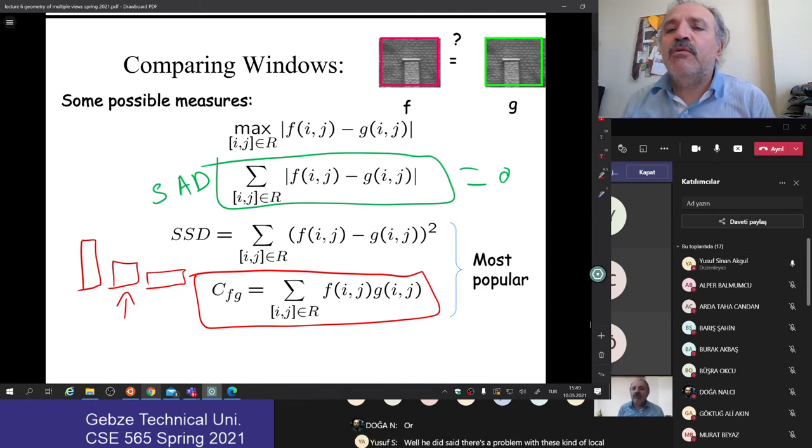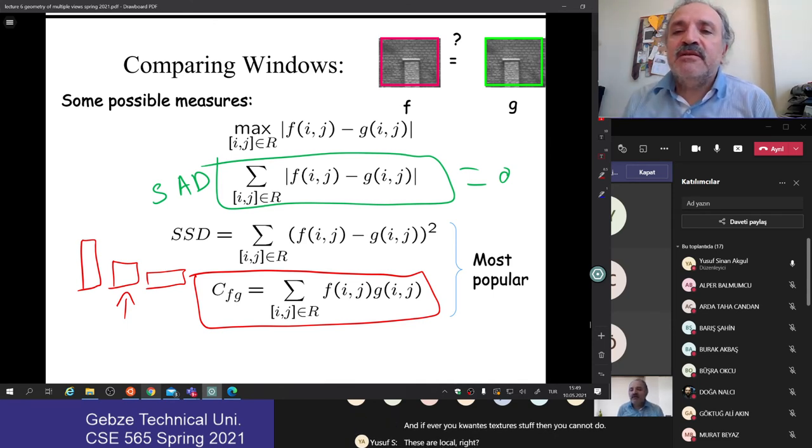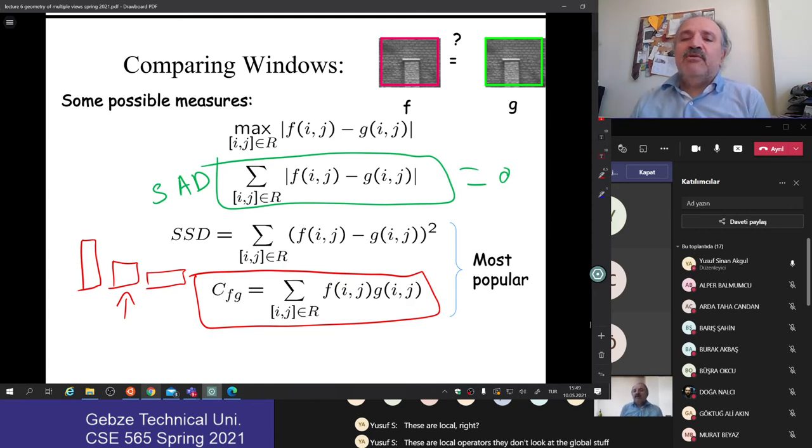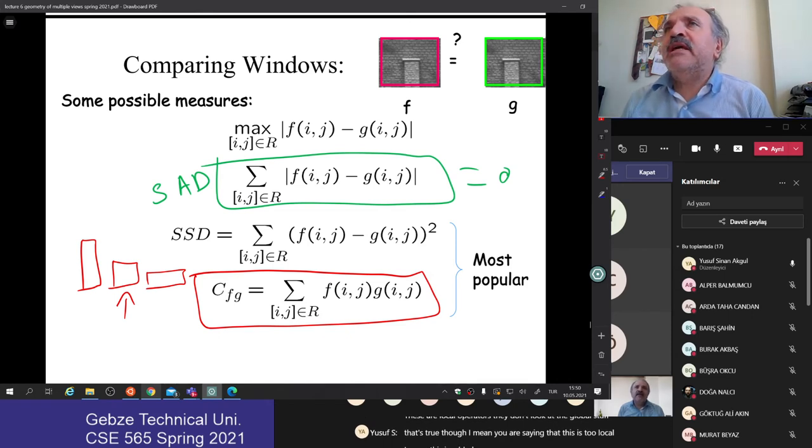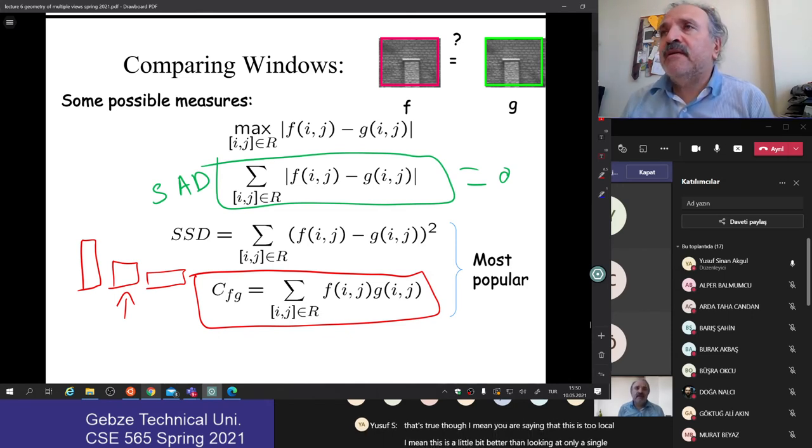I mean, if you are going to compare f and g, and if f and g contain texture stuff, then you cannot do this. These are local, right? These are local operators. They don't look at the global stuff. That's true, though. I mean, you are saying that this is too local. This is a little bit better than looking at only a single pixel. That's what you are saying. Okay, but the main problem stays there.